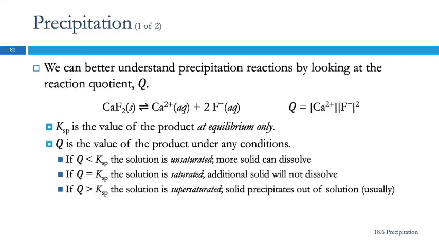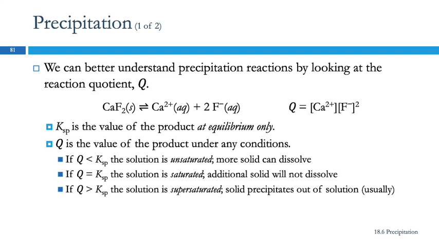Let's better understand precipitation reactions by looking at the reaction quotient. So remember, the reaction quotient, Q, is calculated the same way that the equilibrium constant is calculated. The difference is that Q is not necessarily calculated at equilibrium. Comparing Q to Ksp will tell us which direction that equilibrium is going to move.